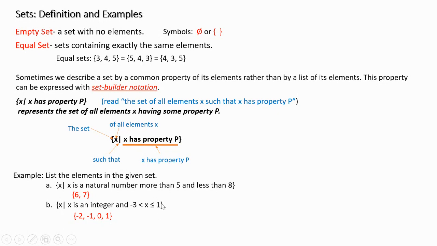X is less than or equal to 1, which means the 1 is also included because of the line in the bottom here. That means it also can be equal. That's why this will be brackets, -2, -1, 0, and 1. Close the brackets or the braces.